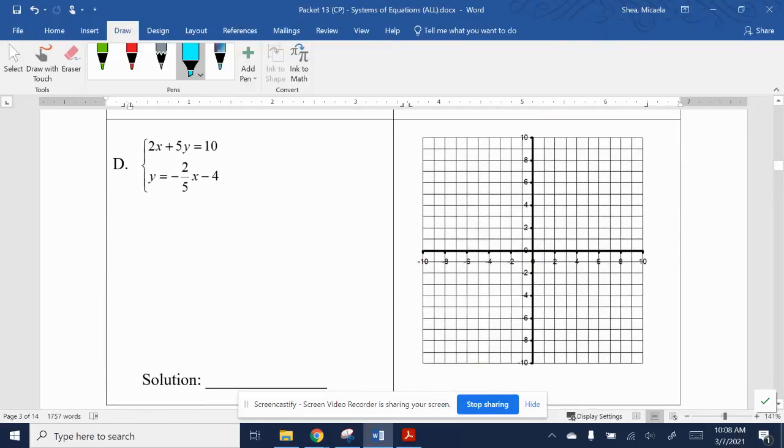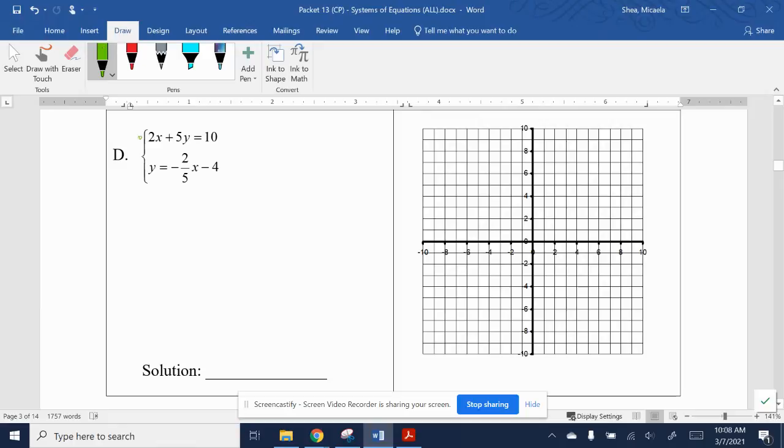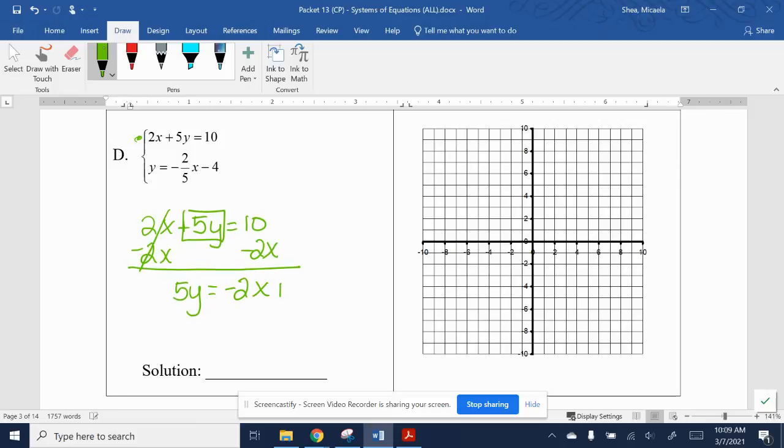Our last problem I want to do with you, top equation is in standard form. 2x plus 5y equals 10. So we're going to get y by itself by subtracting 2x on both sides. I end up with positive 5y equals negative 2x plus 10. And I want to divide every term by 5 to get that y by itself. So once I divide it all by 5, I end up with y equals negative 2/5 x plus 2. Our m is negative 2/5, and our b is positive 2.